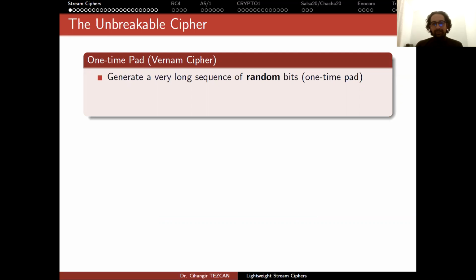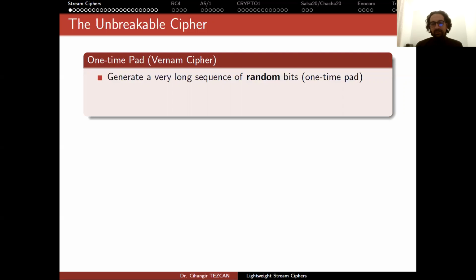It is always asked when people first start learning cryptography, they ask if we can design an algorithm that is unbreakable. And yes, we can design a cipher that is unbreakable, but we will see that it is not practical at the end. So stream ciphers will come from this idea of one-time pad. So let's start. The idea is as follows. Generate a very long sequence of random bits. This is going to be called a one-time pad.